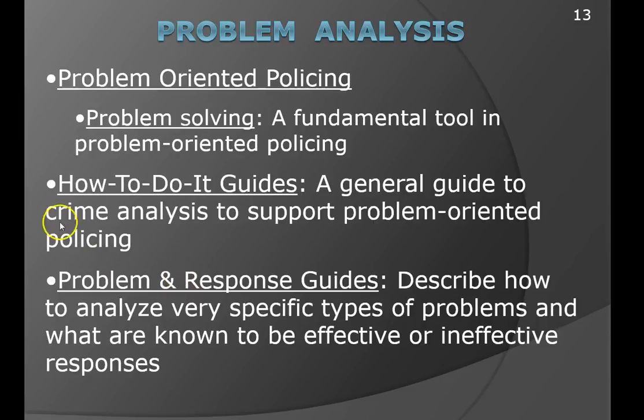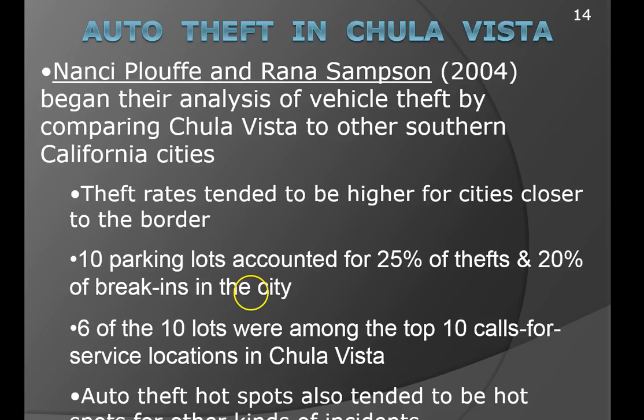And you also have problem and response guides, which describe how to analyze certain types of problems and what responses are known to be effective or ineffective for that problem. It just helps as you're building a program or you're showing alternatives to a problem for a program, that you have these types of guides to help the program stakeholders.